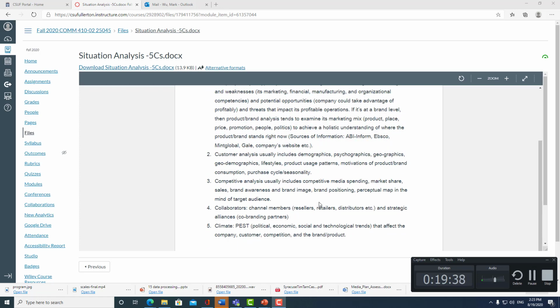And the number 4 C is called collaborator. Collaborators, we're looking at the number, of course, as channel members. Now, if you are like a retailer already, you don't have other channel members, obviously. You might have suppliers, like supply your products upstream, and then also downstream. Sometimes we call them retailers, distributors, and also we have strategic alliances, co-branding partners. For example, American Airlines partners with Citibank to come up with a new product called the Citibank credit card. So that's a strategic alliance.